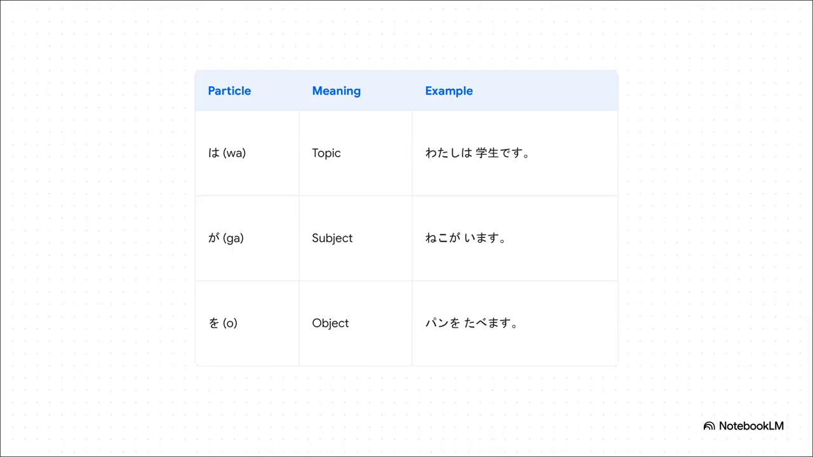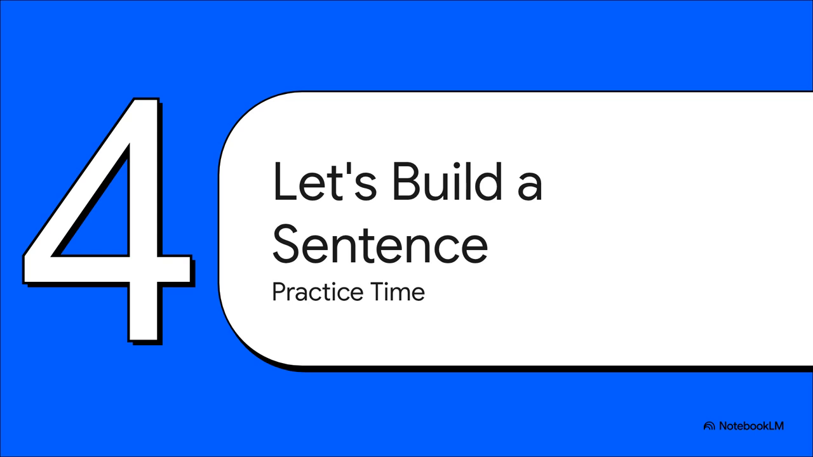And there you have it, your first little cheat sheet. Everything in one place. Wa for the topic, ga for the subject, and o for the object, the target of the action. Topic, subject, object. This is a great little summary to keep in mind. Okay, theory is one thing, but now it's time to actually use this stuff. You've got the tools, so let's get our hands dirty and build a couple of sentences.